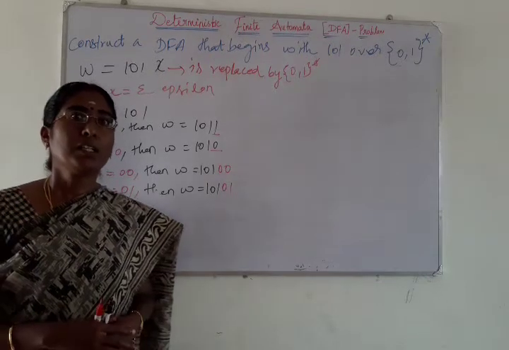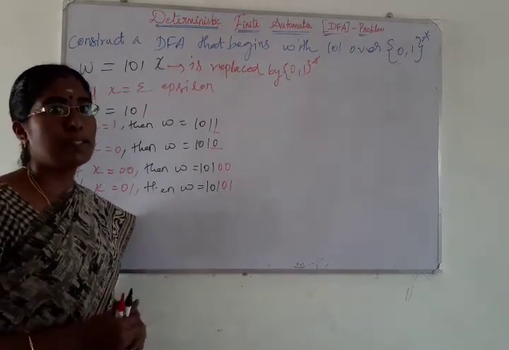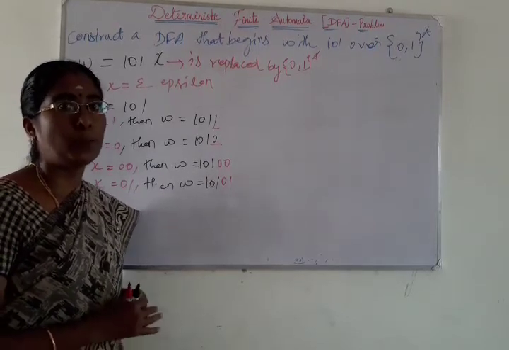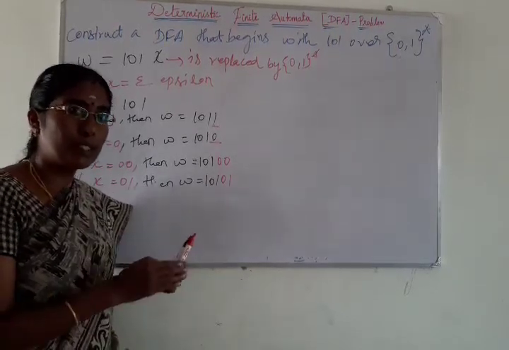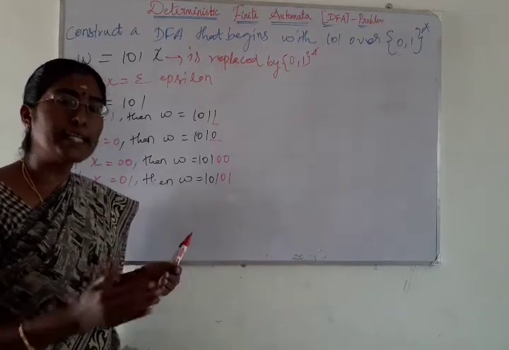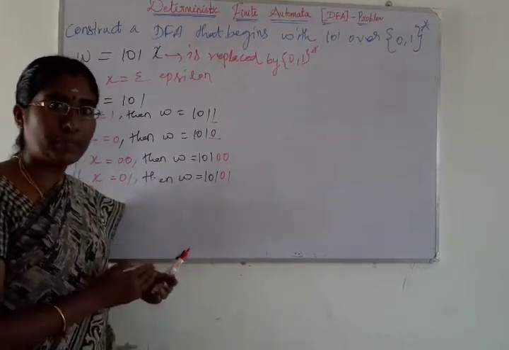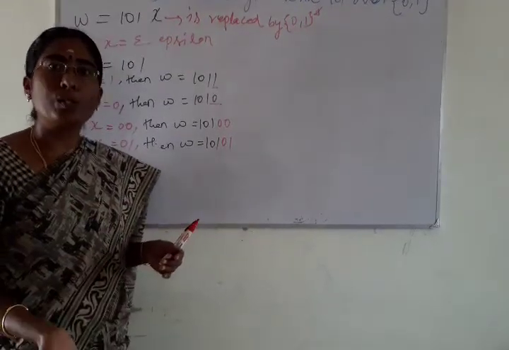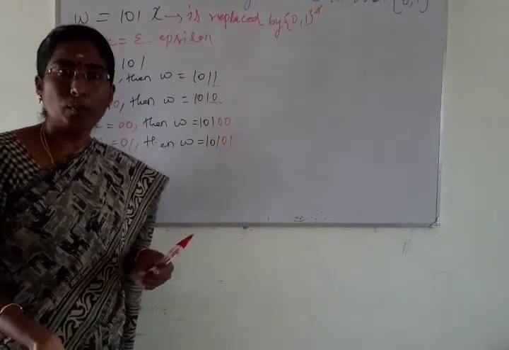Hello friends, now we will see how to construct a DFA for accepting the strings that start with 101, followed by any sequence of symbols. Here our alphabet is 0 and 1. So 101 followed by any sequence of symbols over 0 and 1.